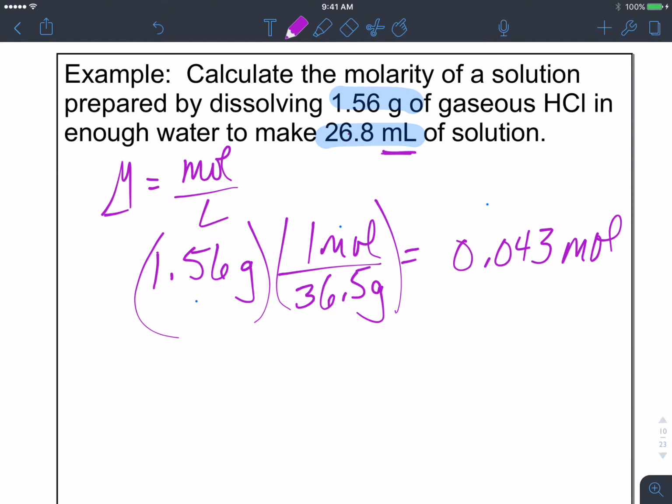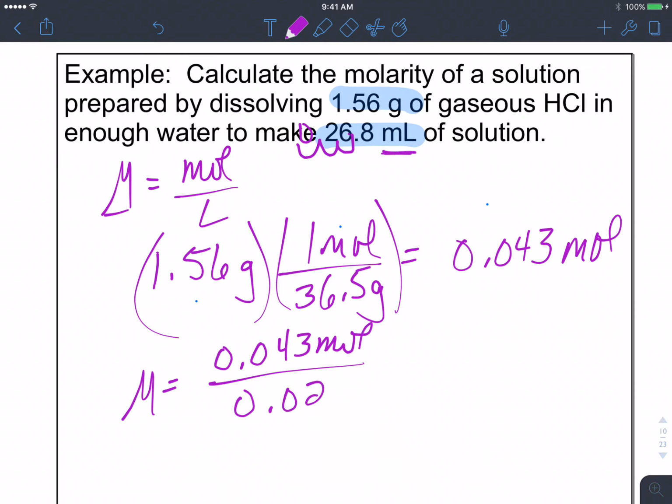I prefer just moving the decimal place, 1, 2, 3. So I can now feed that into our equation, 0.043 moles in 0.0268 liters. And in the end, we get 1.6 molar solution. So the concentration of this HCl solution is 1.6 molar.